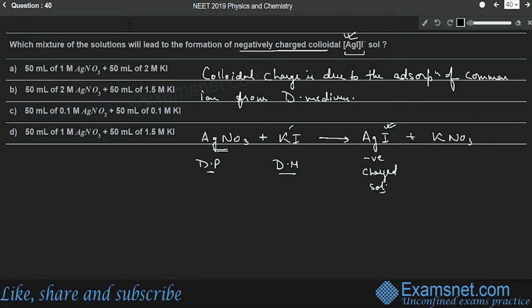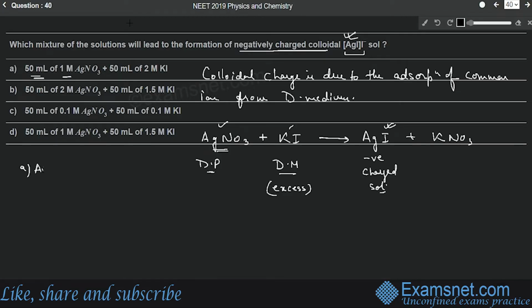Okay, now for more negative charge, this potassium iodide should be in excess. That means in comparison to silver nitrate, the amount of potassium iodide should be more. Okay, so the amount will be measured in number of millimoles. So let's compare one by one. In the first one, we can see we have 50 ml of 1 molar silver nitrate.